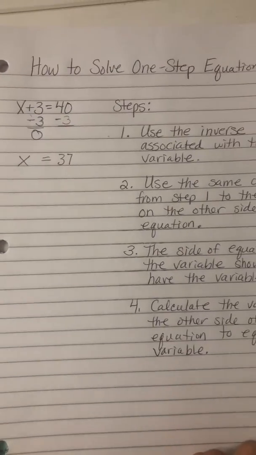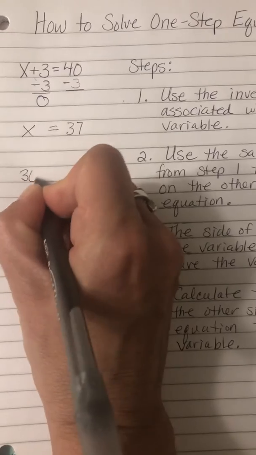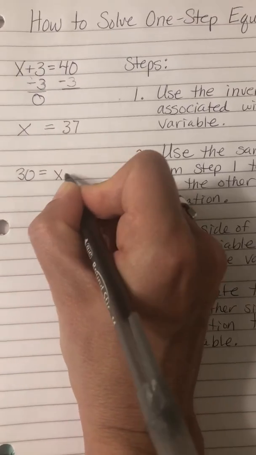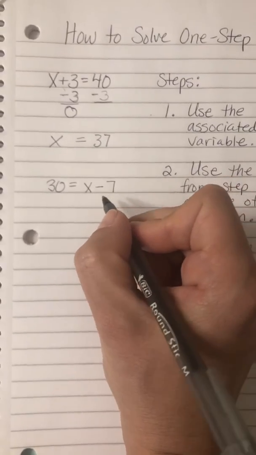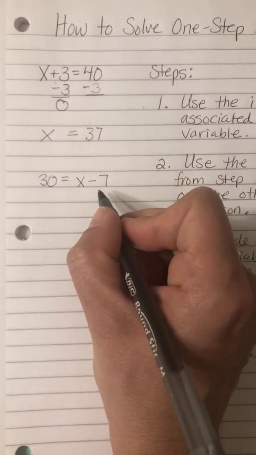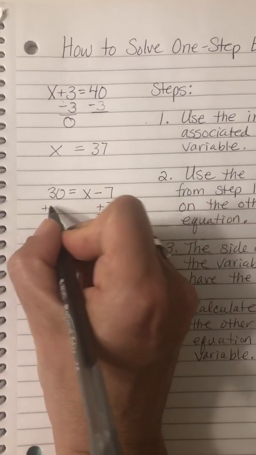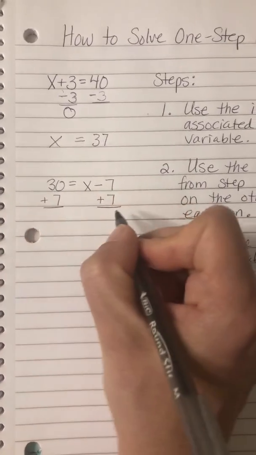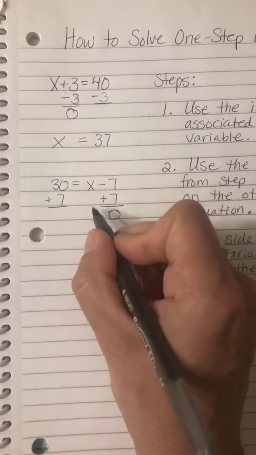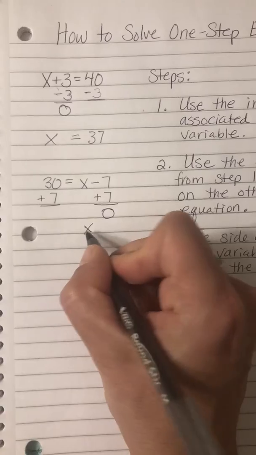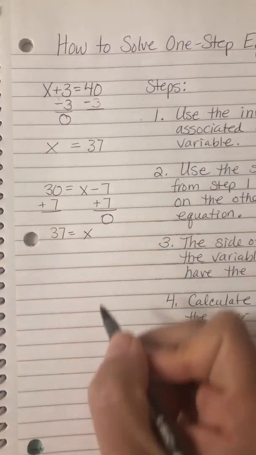Other ways to look at one-step equations, if you had a subtraction problem, like 30 equals x take away 7. Again, one side of the equation has the variable, you would do the inverse operation, and whatever you do to one side, you'd have to do to the other side of the equation. Negative 7 plus 7 is 0, so the right side of the equation is left with x, and the left side of the equation would equal 37.